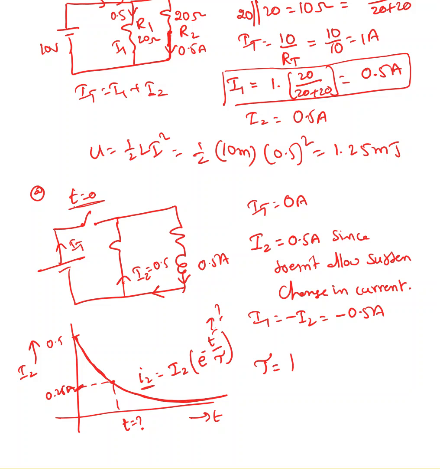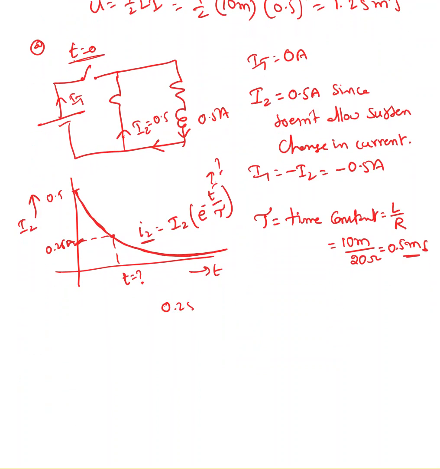Tau is called the time constant, the time taken for the current to reach 32% of its initial value. For an RL circuit, the time constant is L over R. That value is 10 milli divided by R total. From the inductor's point of view, you have 20 ohms there, which gives 0.5 millisecond. That's the tau value. So I2 here is 0.25, because he's asking how much time it takes to reach 50% of the maximum value, with e to the power of minus t over 0.5 milli.